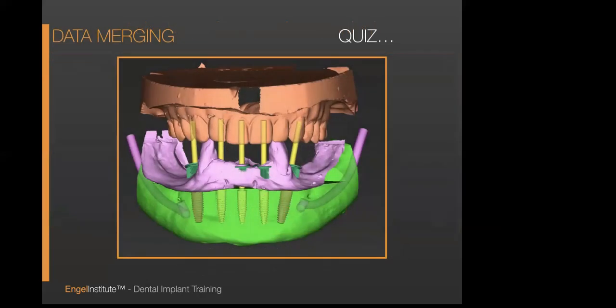Okay, so we have it here. So it's quiz time. You guys ready? All right. Number 1, what file is the green picture?